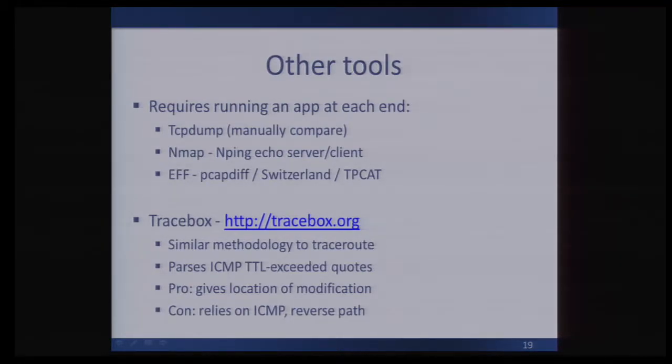But one of the more useful ones is a tool that doesn't need that cooperating endpoint like all those other ones do, called Tracebox. It has a similar methodology to Traceroute, but it goes to the extra step of parsing and differencing the ICMP TTL exceeded quotes that come back from routers and checking to see if any middle boxes have made changes between those hops. The pro is that you get the location of the modification, but there are some cons in terms of reliance on ICMP and also the same problems with reverse path measurement that you get with traceroute.